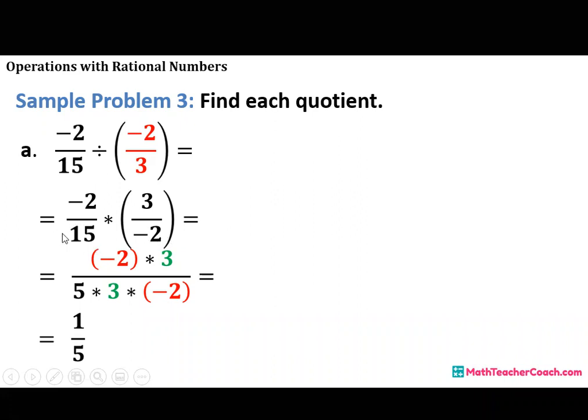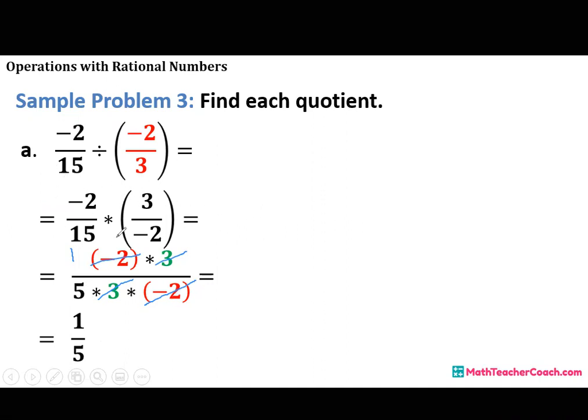Now we can expand the number 15, so it will be 5 times 3. Why? Because next we are going to cancel. I have 3 and I have 3, negative 2 and negative 2. So the rest in the numerator will be equal to 1, and the rest in the denominator will be equal to 5. So the answer will be 1 over 5. As I told you, we have different ways to solve the same question.